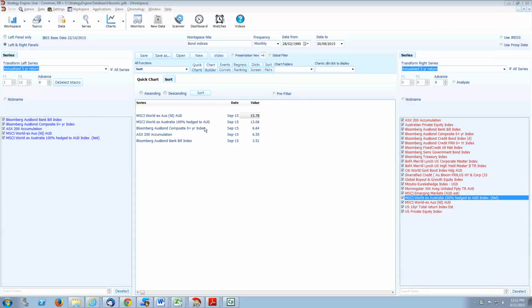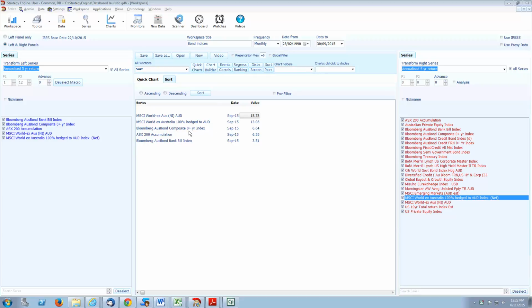Looking at the performance of various asset classes over the past 5 years, we've ranked them from highest to lowest in terms of annualized return. Global equities unhedged have produced returns of 15.7%. Hedged global equities, just over 13%.